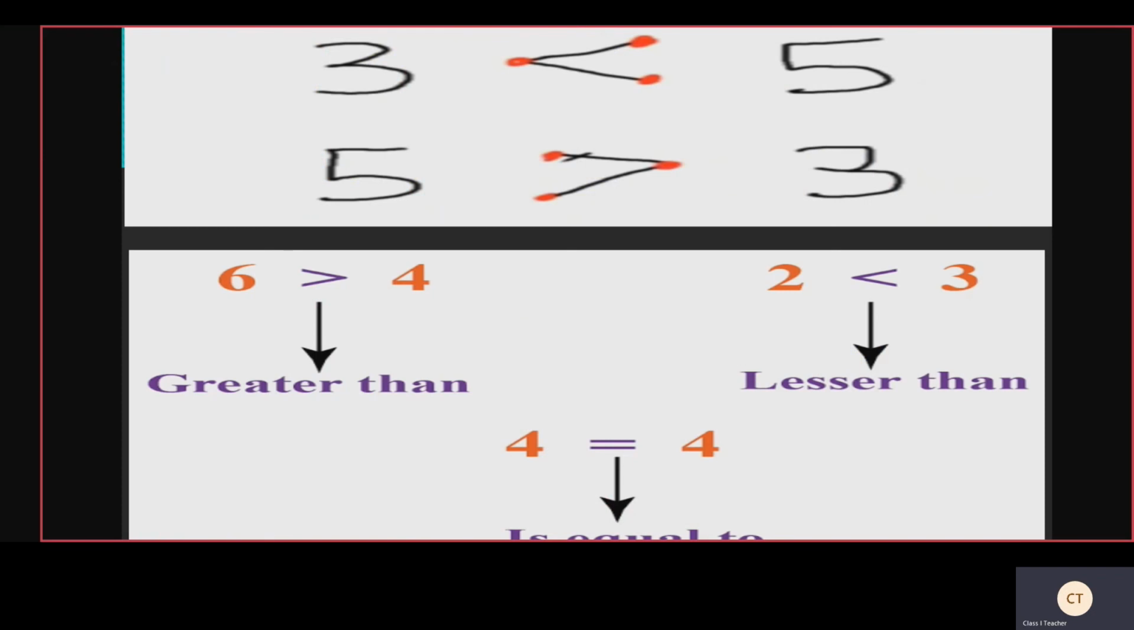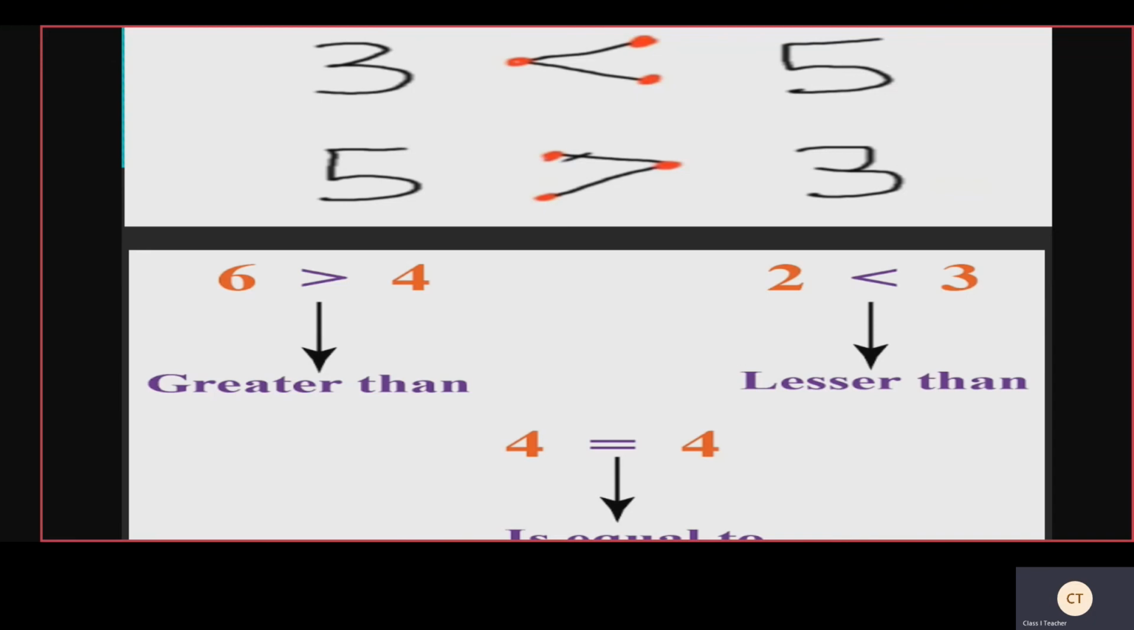Now let us see this once again, children, all of you. Let's discuss. Here are a few examples. Children, look here. We read from left to right. 3 is less than 5. And 5 is greater than 3.